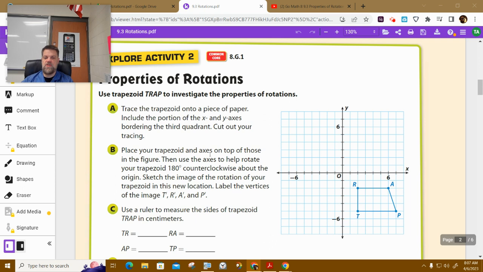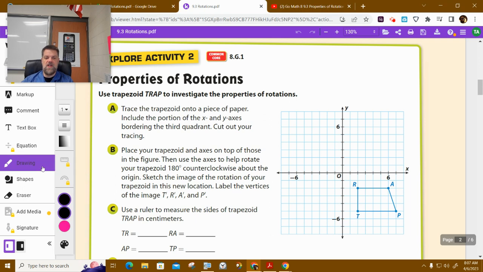So then it says place your trapezoid, and we're going to be asked to rotate it 180 degrees counterclockwise. Now remember that if I go this way, that's clockwise, because that's the way the hands on the clock spin, right? Clockwise. And if you're not sure, just think of the numbers on the clock. This is 1, this is 2, 3. That's how the clock spins around. Counterclockwise is the opposite direction.